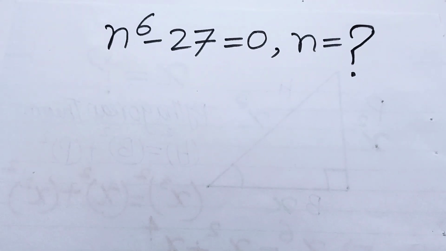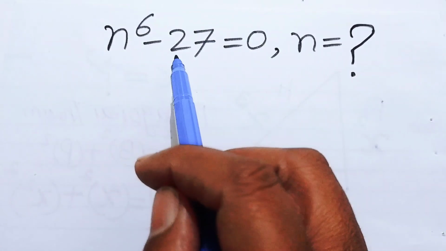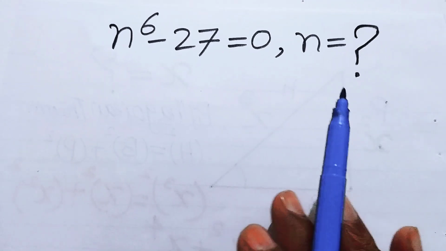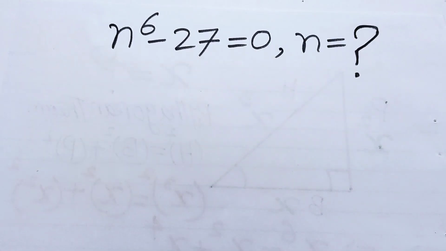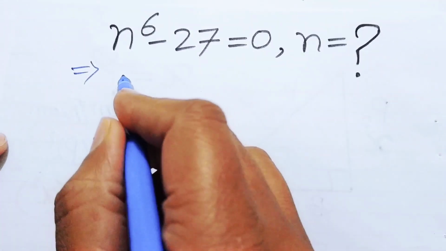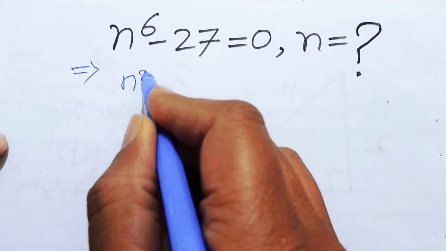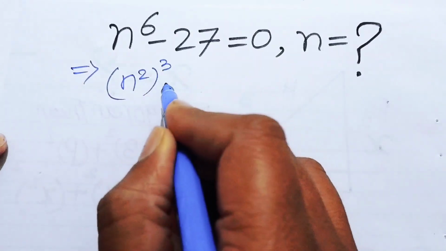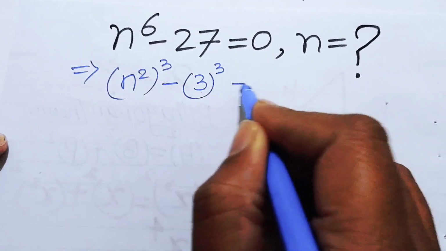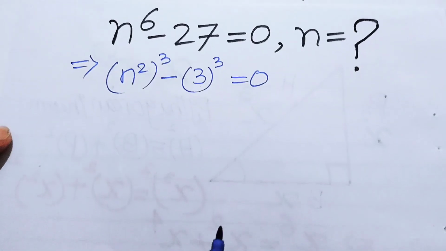In this video we are going to solve this nice algebra problem, and here we have n to the power of 6 minus 27 equals 0, and we solve this problem for the values of n. So here we find all the 6 roots of this equation. The very first thing we are going to do is rewrite this equation as n square and its whole cubed minus, we write this 27 as 3 cubed, and this whole equals 0.